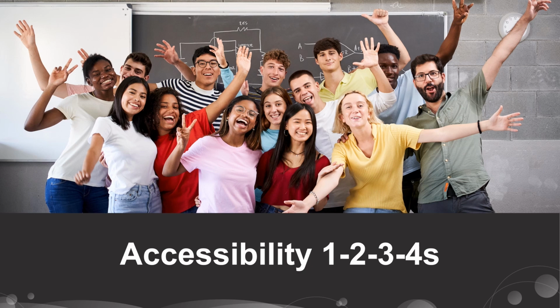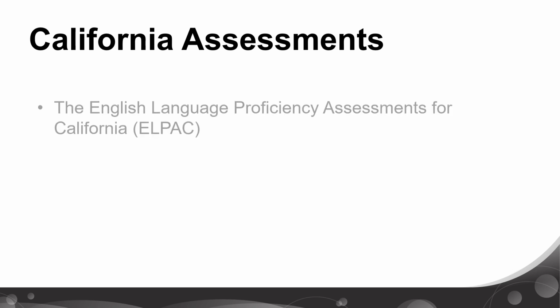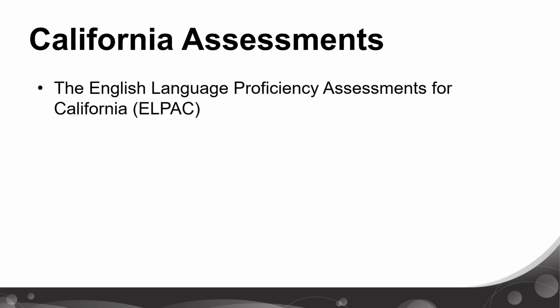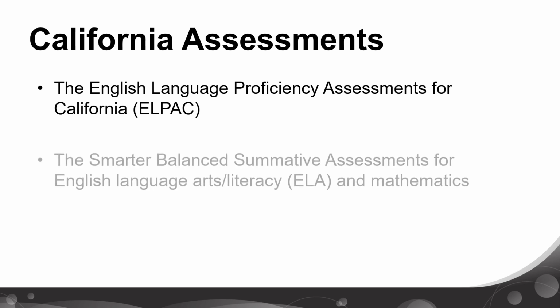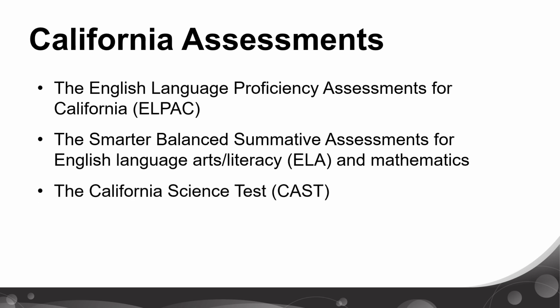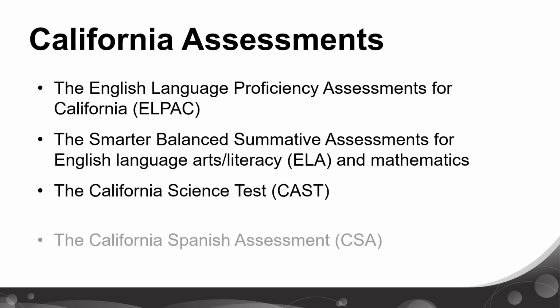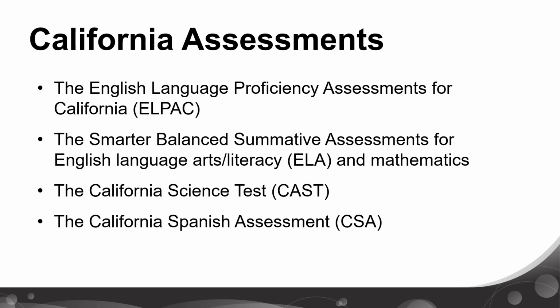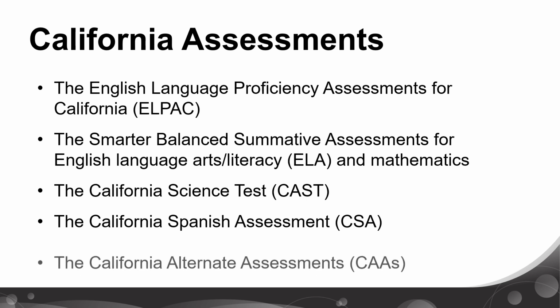The purpose of California assessments is to provide every student with a positive and productive assessment experience, generating results that are a fair and accurate estimate of each student's achievement. These assessments are the English Language Proficiency Assessments for California, or the ELPAC, the Smarter Balanced Summative Assessments for English Language Arts and Literacy, or ELA, in Math, the California Science Test, or CAST, the California Spanish Assessment, or CSA, and the California Alternate Assessments, or CAAs.